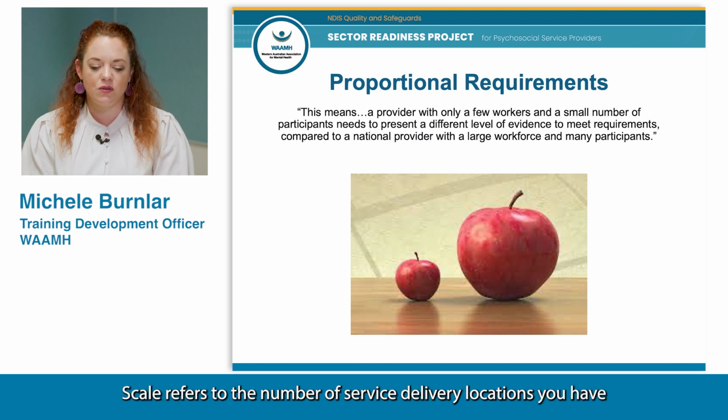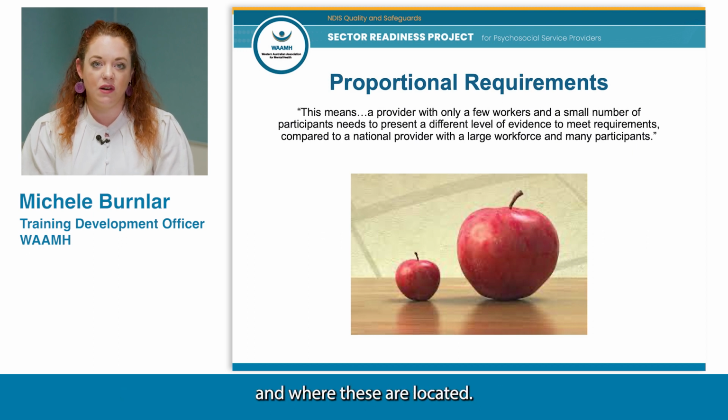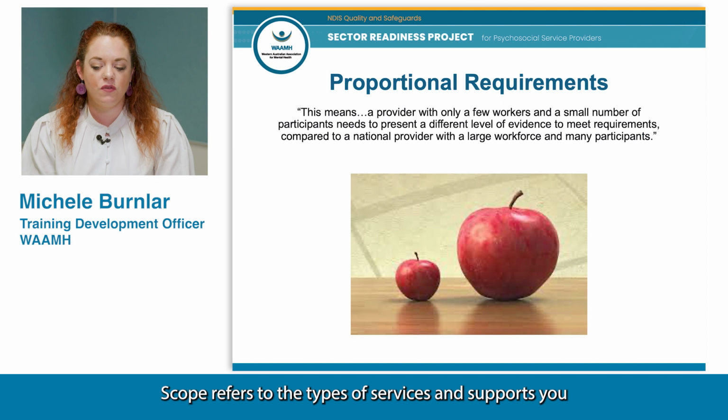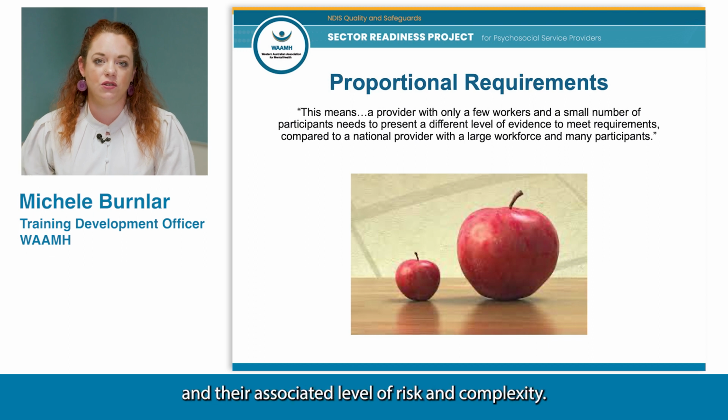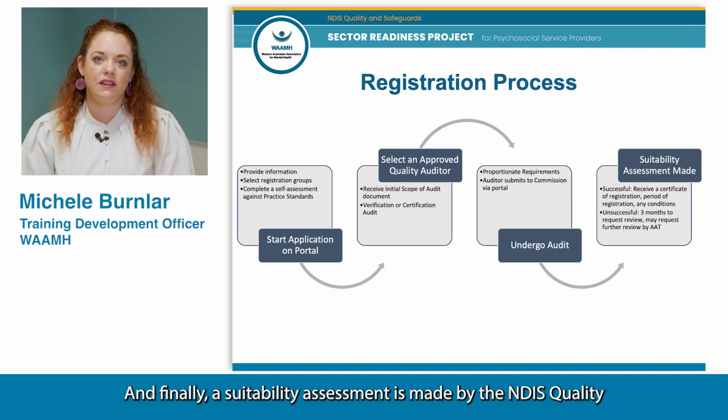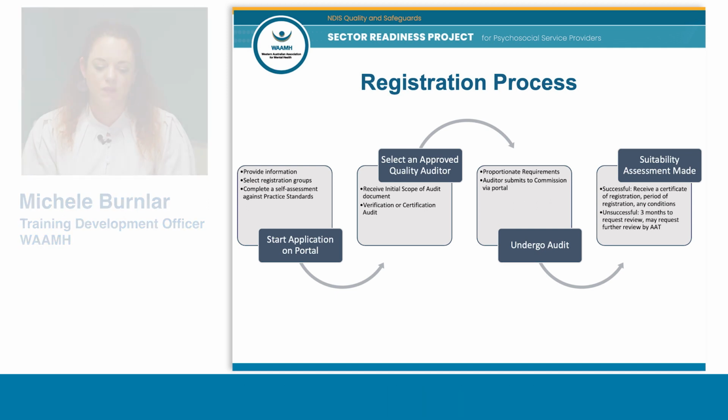Scale refers to the number of service delivery locations you have and where these are located. For example, if they are metro, regional or remote. Scope refers to the types of services and supports you provide in line with your NDIS registration groups and their associated level of risk and complexity. And finally, a suitability assessment is made by the NDIS Quality and Safeguarding Commission.